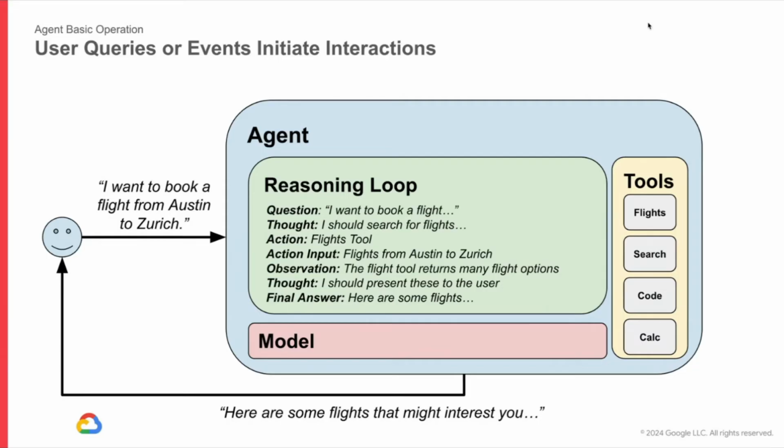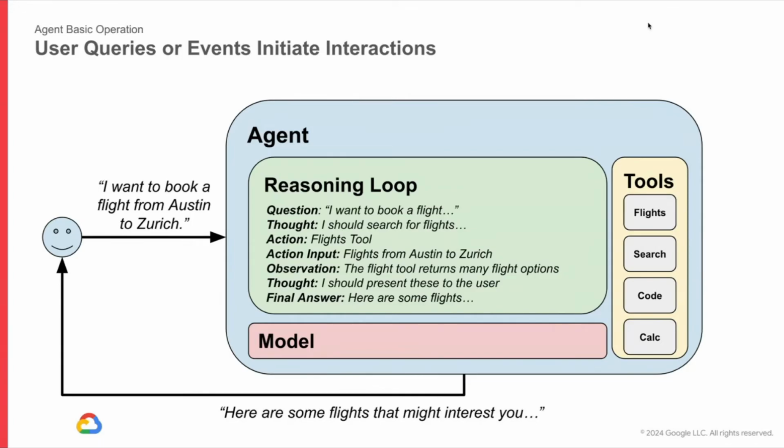In order to use that flights tool, I have to give it some inputs. So I'm going to give it flights from Austin to Zurich. That tool is going to call an API endpoint, and it's going to return some data back to me. Now I'm going to observe what that data was. The flight tool returned many options. I should present these back to the user, and in natural language: here are some flights from Austin to Zurich. Which one would you like to choose? That is just one loop through the ReAct process, and it's a very clean loop. It did the reasoning all in one step, and it didn't have to think about anything else.